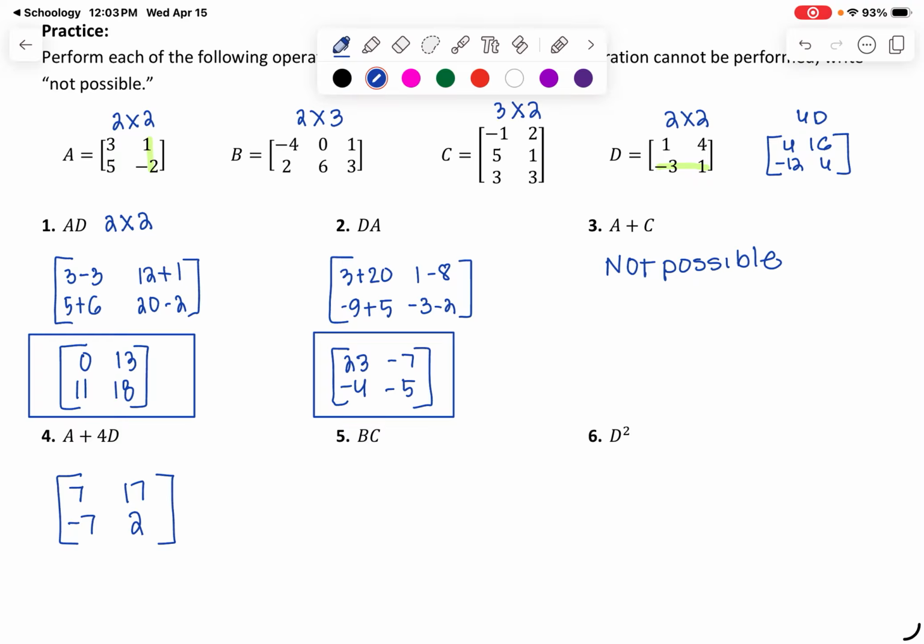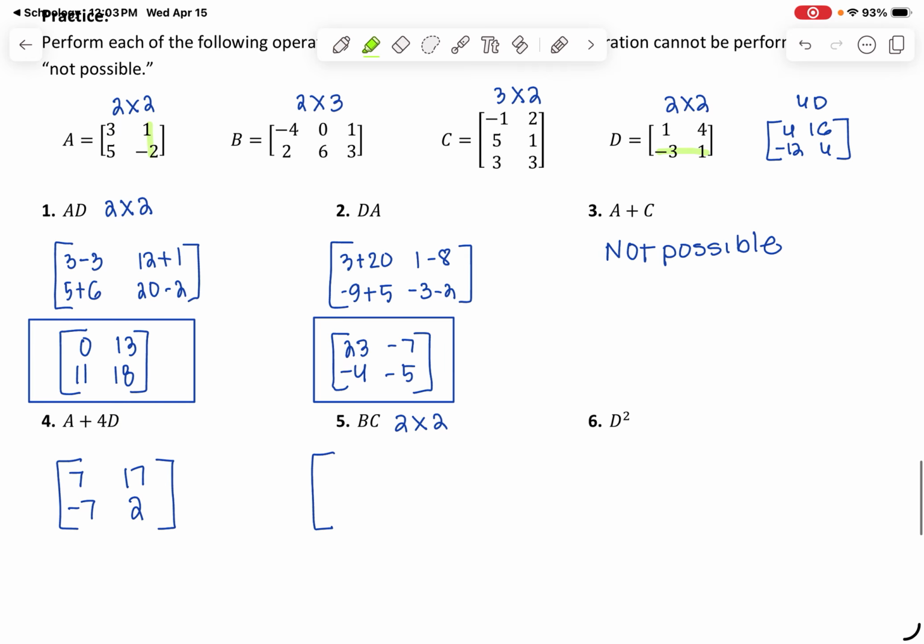All right, B times C. That's a 2 by 3 by a 3 by 2. Yeah? So the inside dimensions match. I know I'm going to get the outside, so this is going to be a 2 by 2. Okay, I'm going to write 2 by 2 here so I don't forget.